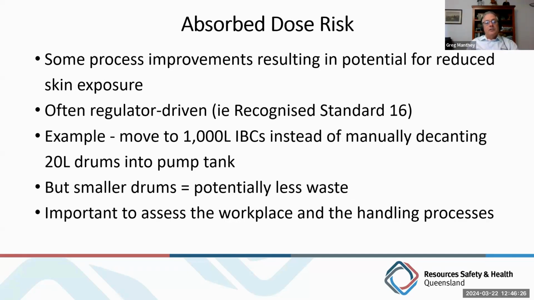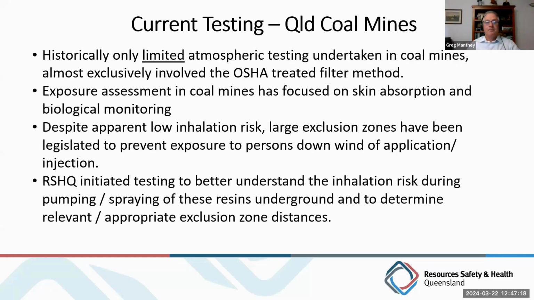In terms of the absorbed dose, there have been some process improvements that have resulted in a reduction in the potential for skin exposure. Often these are regulator driven. An example is the move in underground coal mining in Queensland to 1,000-litre IBCs instead of the old process of manually tipping 20-litre drums into the pump tanks. The wider problem with that is that smaller drums equal potentially less waste. So a supplier is probably less likely to use a 1,000-litre bulk unit unless they are going to use a lot of material and waste less. So the key there is to assess the workplace and the handling processes to identify whether there's a skin exposure risk and control it.